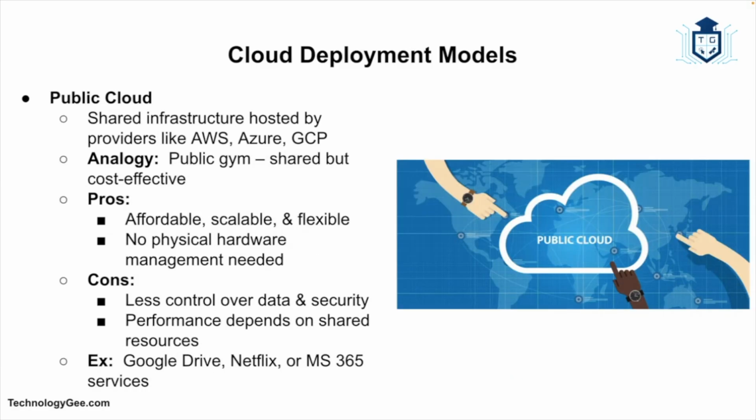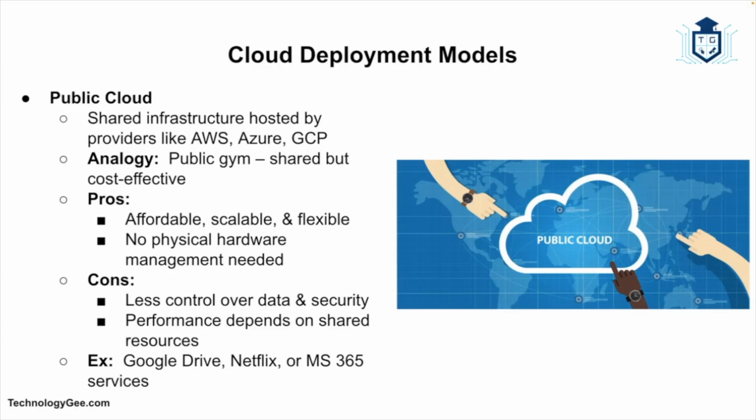Next, we have what is called the public cloud, and this is the most common model. Services like Microsoft Azure, Amazon Web Services, or Google Cloud Platform fall into this category. With a public cloud, multiple customers or tenants share the same infrastructure. This is like using a public gym. You still get to work out, but you're sharing the space and equipment with others.